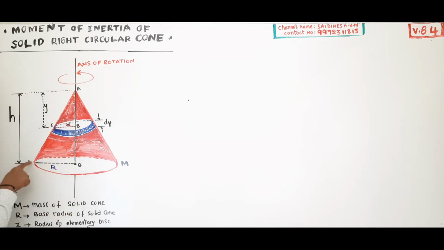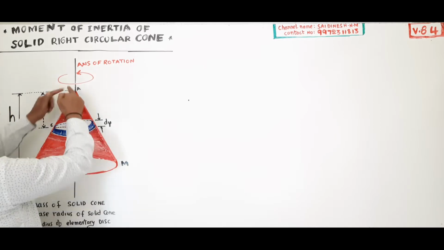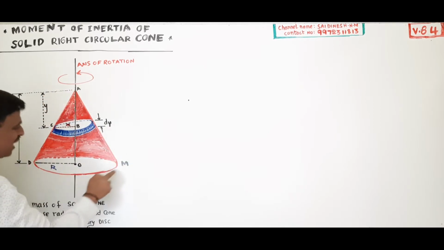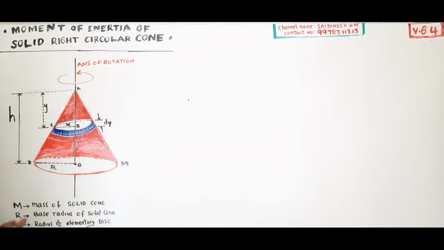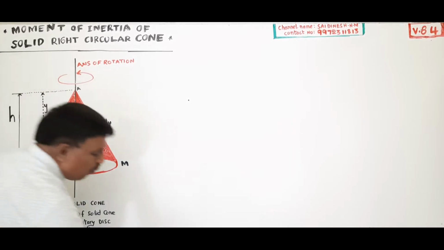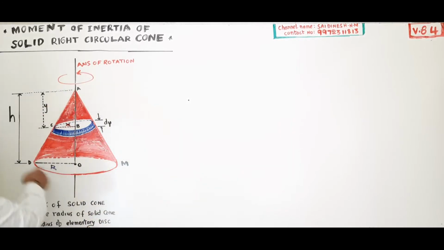Capital R represents the base radius of this solid cone. Now small h represents the height of the solid cone. Capital M is the mass of the right circular solid cone. Now we are finding the moment of inertia of this solid cone.